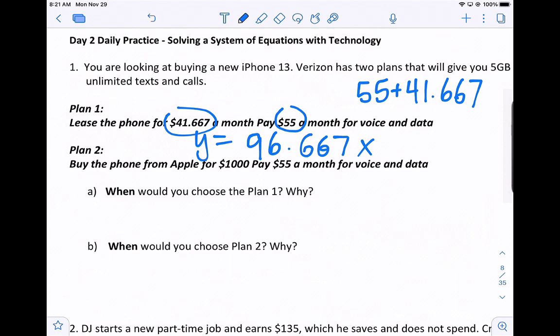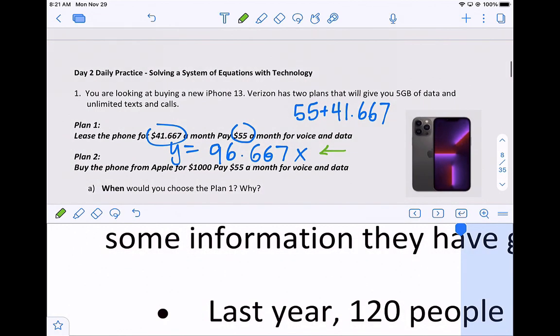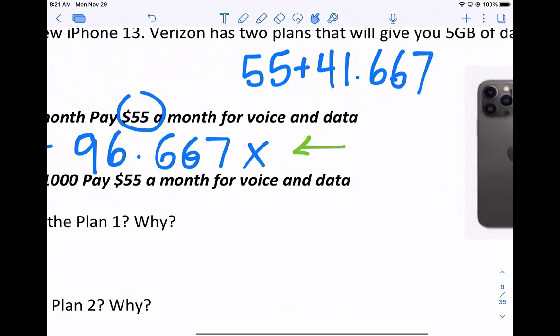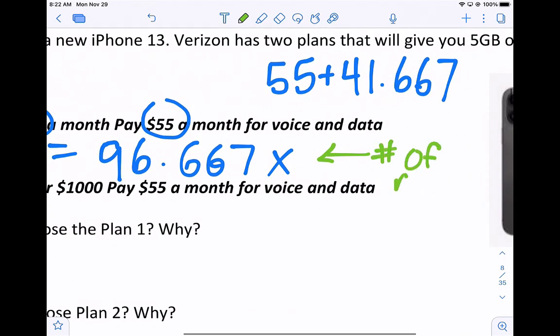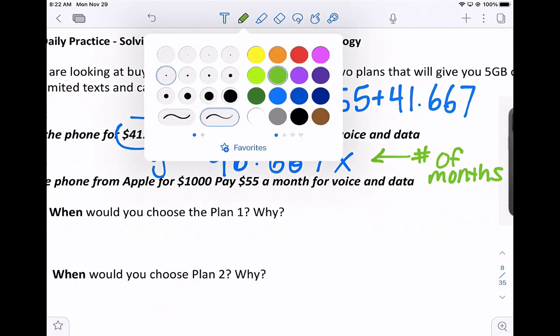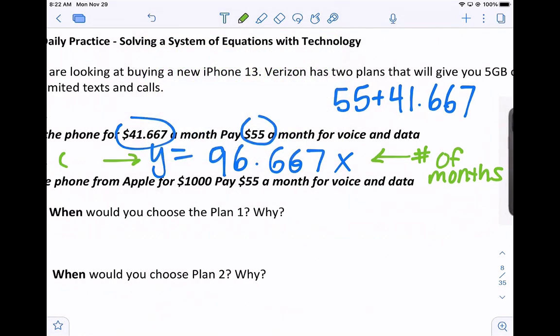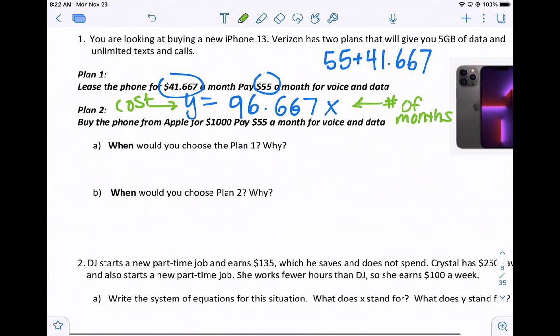So the input will be the number of months you own the phone, and the output will be the cost. So maybe I'll write that. So X is input. This is the number of months. And then the output is the cost. Input X, output Y. Okay, let's see, did I add that up right? Okay, that looks great. All right, so then plan 2, your cost.